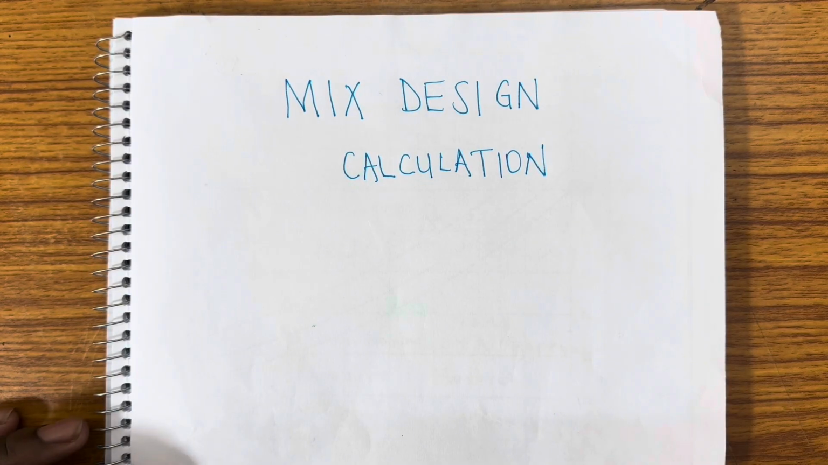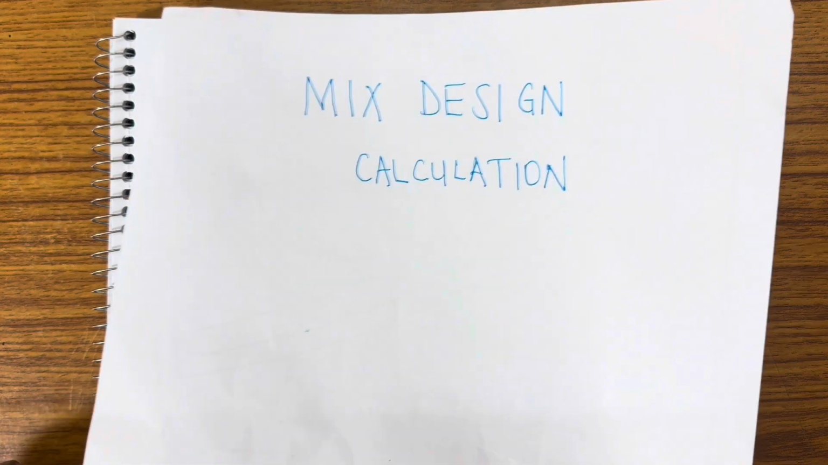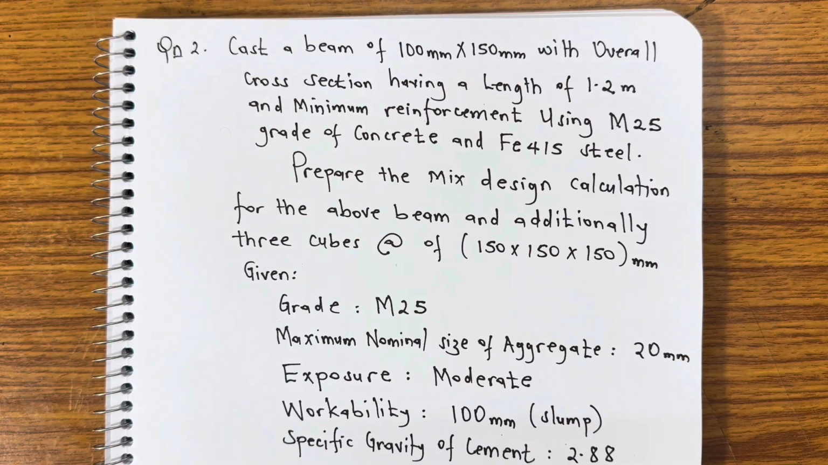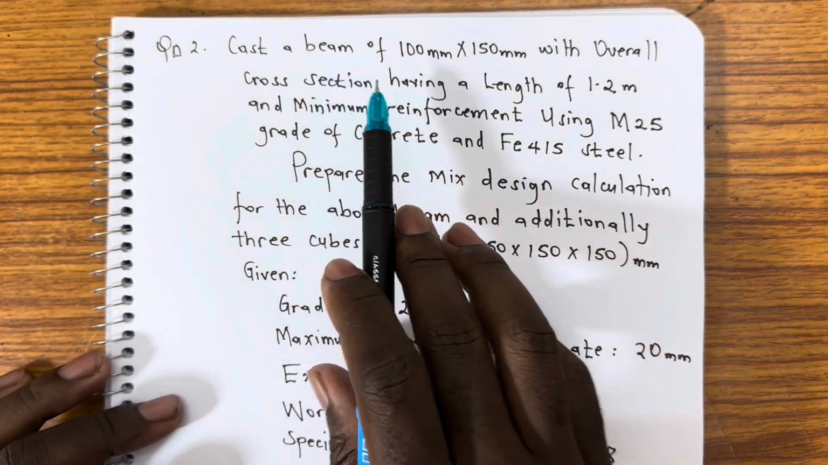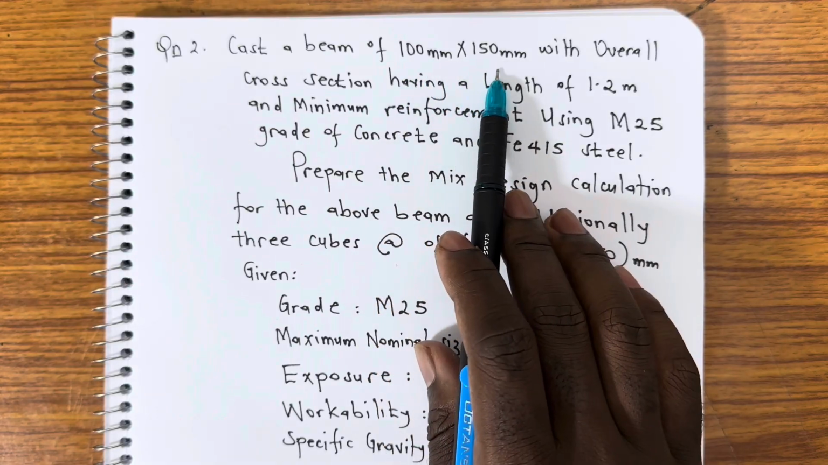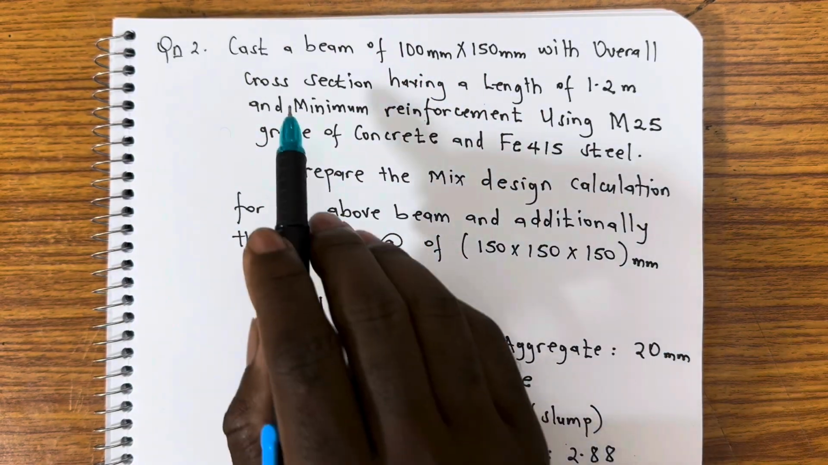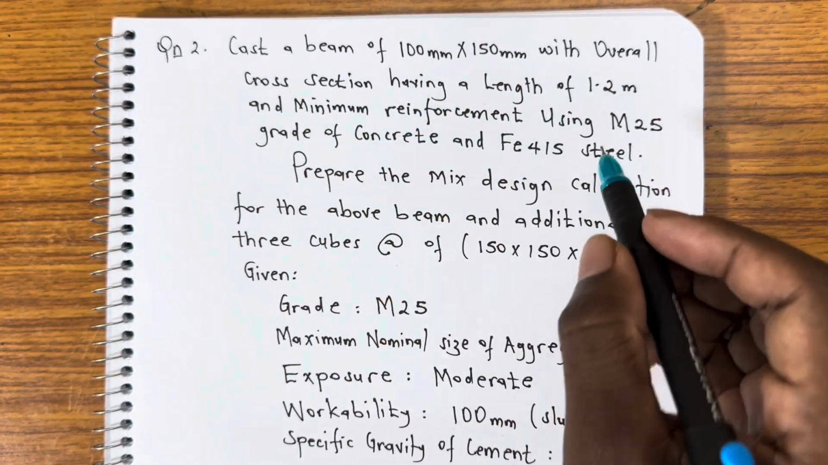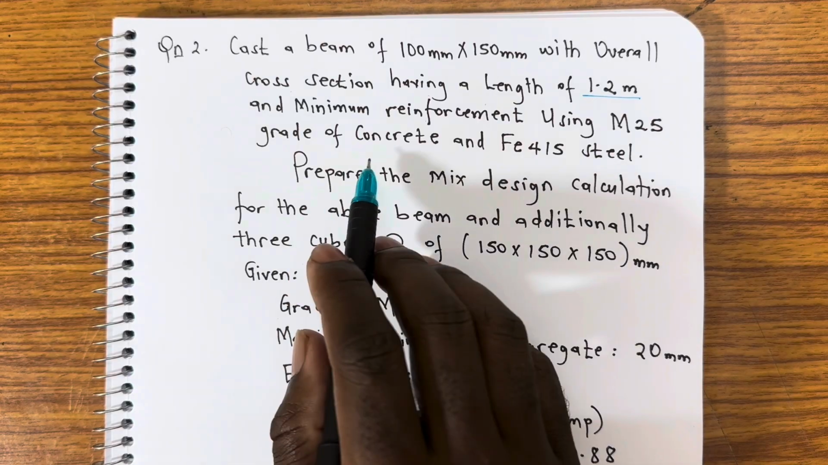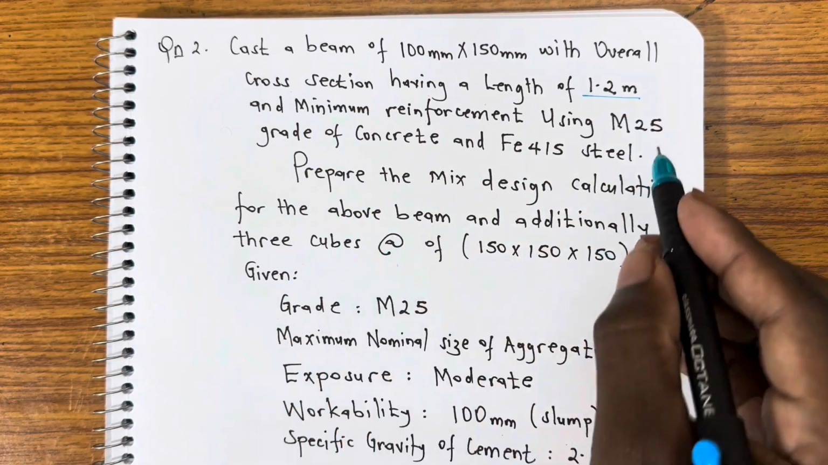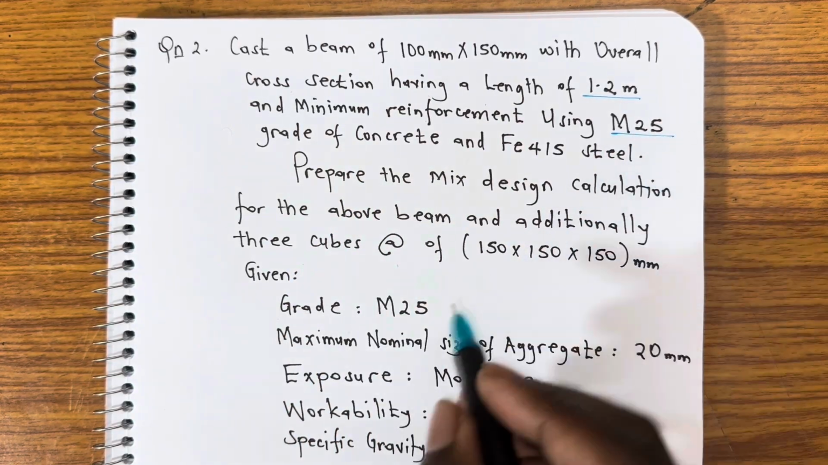Well, in our mix design calculation for today, we're going to have a look at the second question, and here is what we have. The question says we still need to cast a beam of 100 by 150 millimeter cross section with a length of 1.2 meters. That means it is still the same as in the previous video. The minimum reinforcement is what we need, but the grade of concrete is given to be M25.